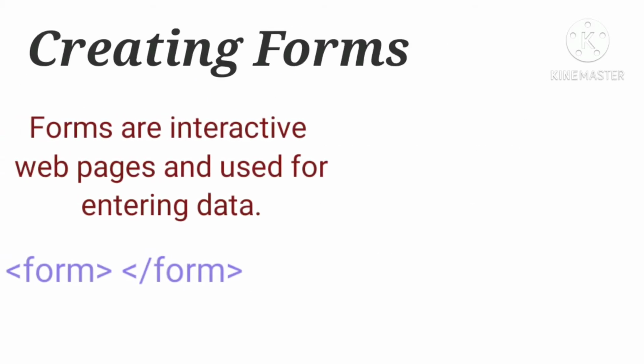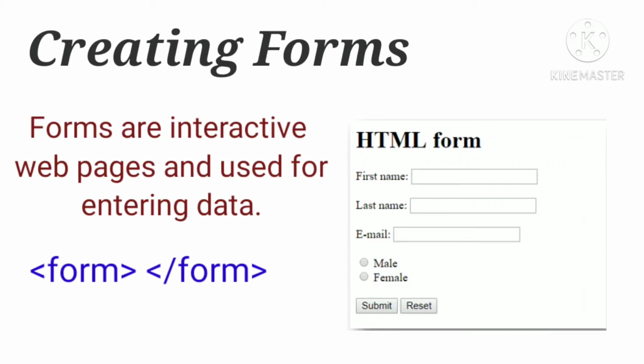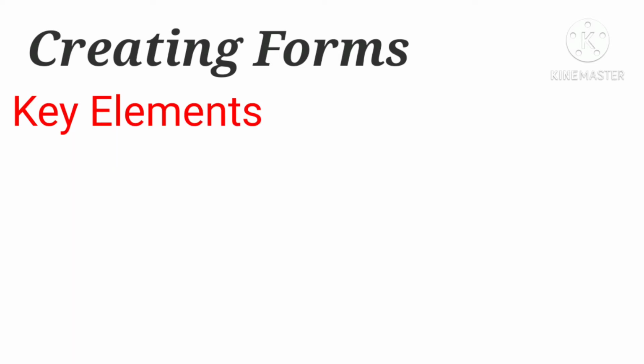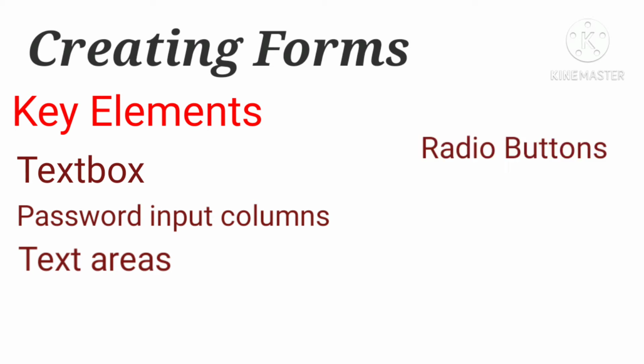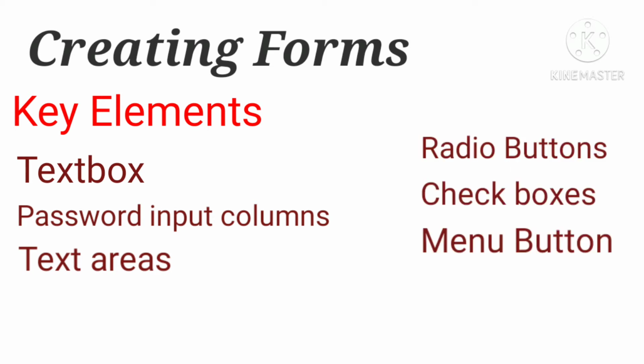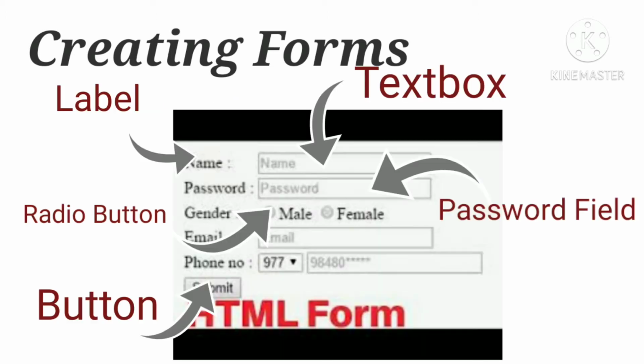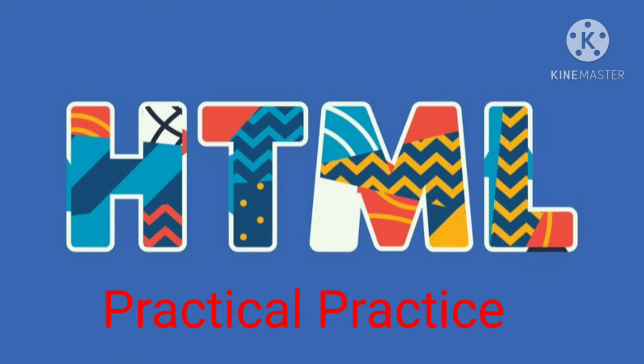Next topic is creating forms. Forms are interactive web pages used for entering data. The open form tag and close form tag are used to create a form in HTML. The main elements of forms are text box, password input, text area, radio button, check boxes, menu buttons, scrolling list. So this is the form we can create in HTML. We are now familiar with the concept.